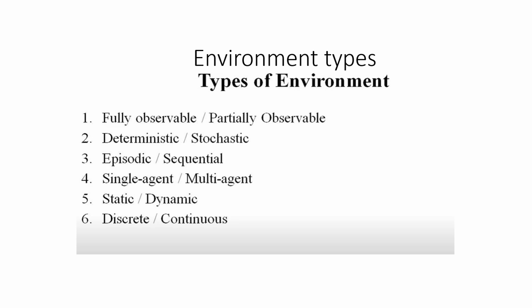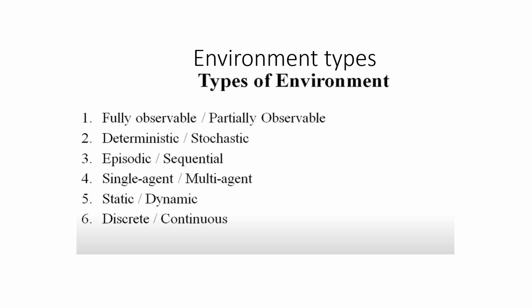Welcome all. Today we are just going to see about the topic called environment and types of environment. Before going to the types of environment, what is meant by environment? Environment plays a major role in artificial intelligence. An environment is the surrounding world or situation in which an intelligent agent operates. The agent perceives the environment through sensors and also performs actions through actuators to achieve specific goals.